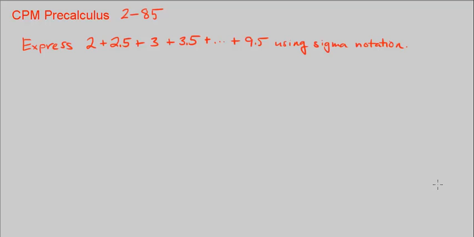This is CPM Precalculus, Chapter 2, number 85. Express 2 plus 2.5 plus 3 plus 3.5 plus ... plus 9.5 using sigma notation. Do not find the sum.